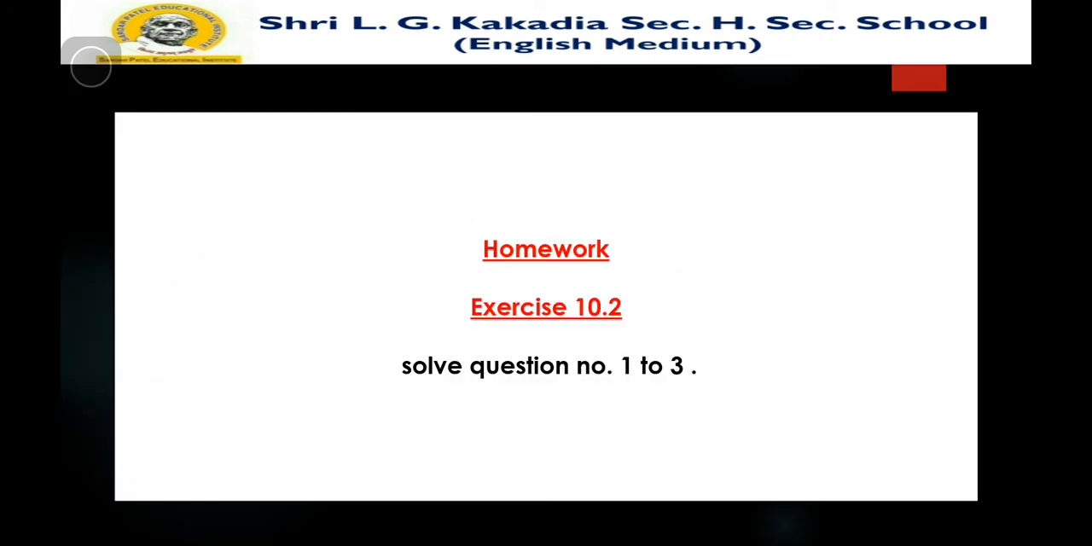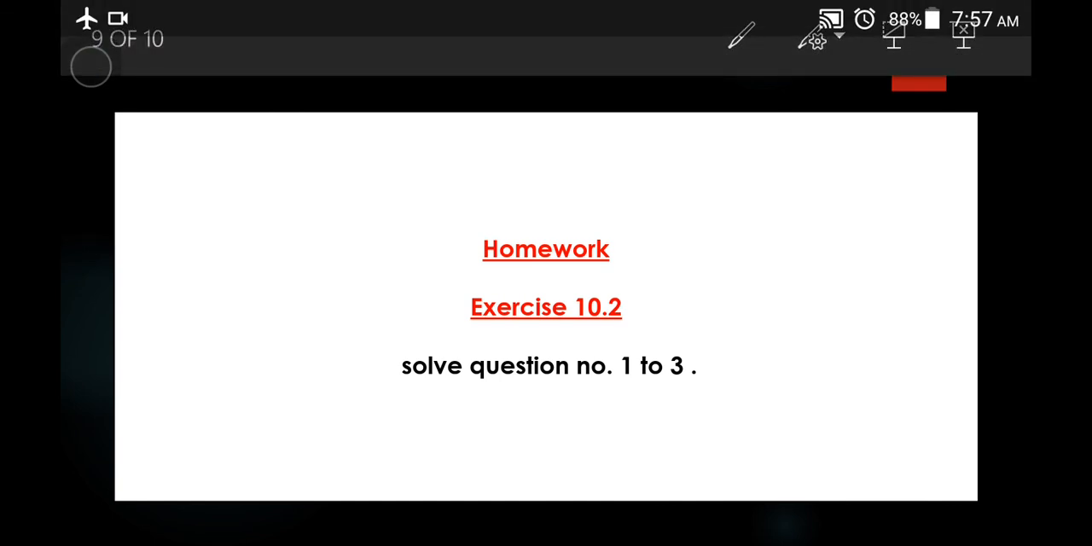You can solve such examples from exercise 10.2. There are some examples given. Questions number 1 to 3 are easy, so you can find all the sums. Try it by yourself, and if you have any doubt, you can discuss it with me.